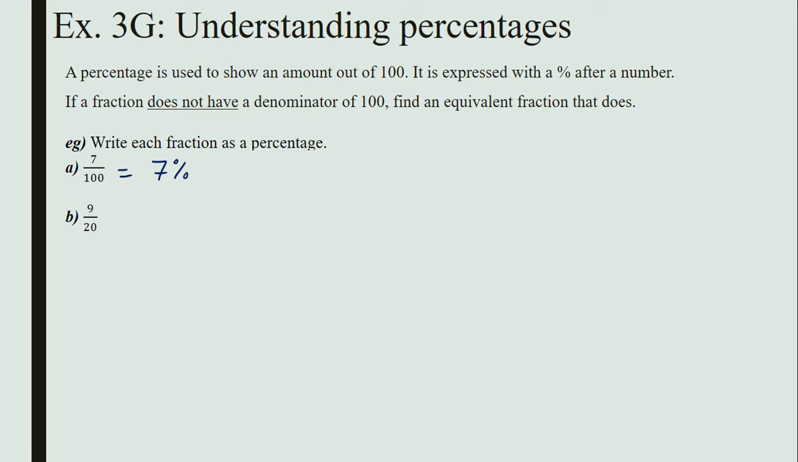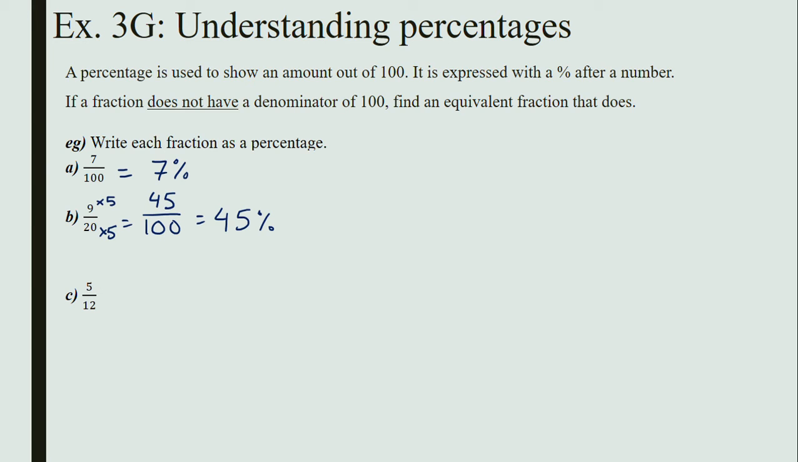Let's try another, this time a little bit more tricky. When our denominator is not 100, if we can find a number that will multiply to make the denominator 100, we can then complete the same step as in part A. So in this case, 20 times 5 gives us 100. So we do the same thing to the top to make our equivalent fraction. 9 times 5 is 45. And now, of course, same as in the first part, we have 45%. So multiplying the top and the bottom to make the denominator 100, so filling in that blank there in the numerator, gives us our percentage.